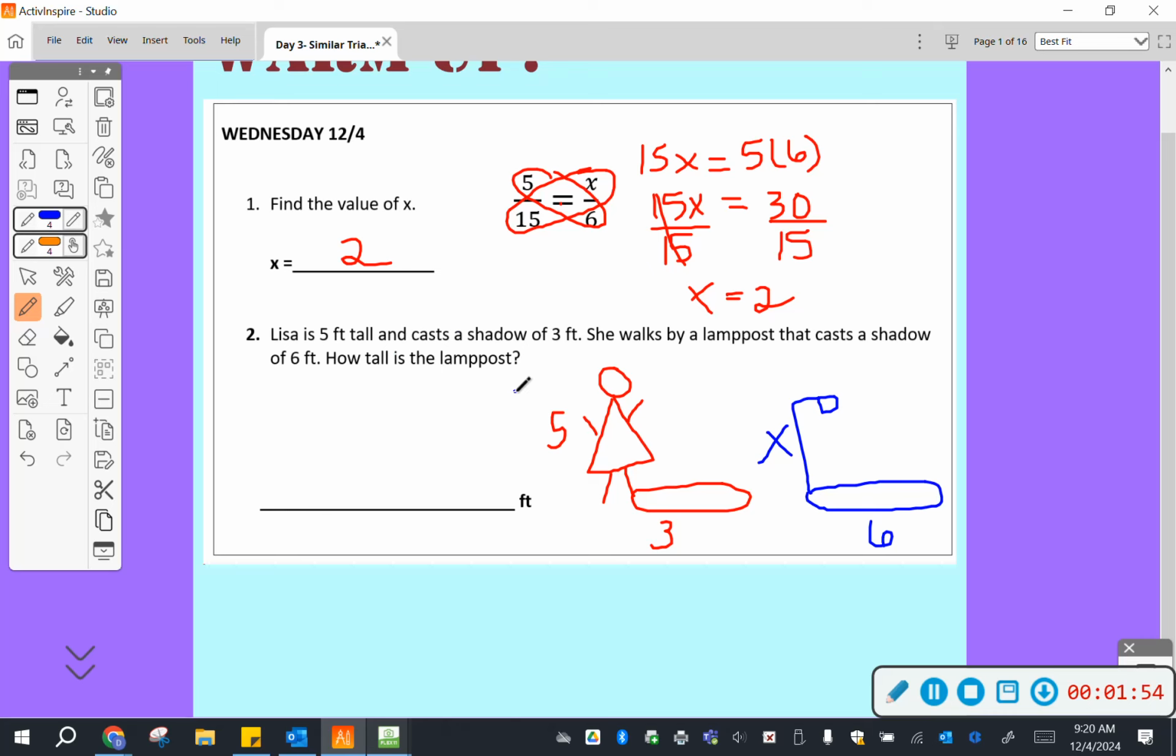How can I figure out the height of the lamppost? You don't gotta draw those. Okay, so hold on. Pause. Let's talk about that. Last period, somebody said the same thing. They said, Miss Olivares, I don't got to do all that work because when I look at this, I can see what's happening from 3 to 6, and then multiply by 2. It's multiplying by 2. So how can I get from 5 to x? Multiply by 2. So what's x? I love that.